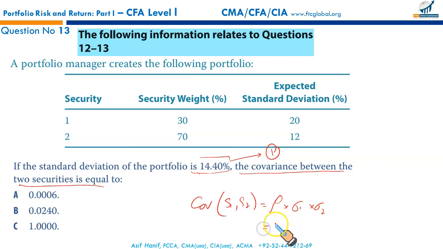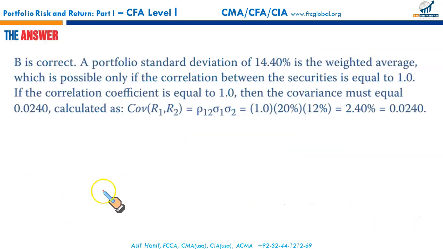So just plug in the numbers. Correlation coefficient positive 1, 20% and 12%. If you do the simplification, you will get 2.4%, which is basically 0.0240. That makes B the correct option.